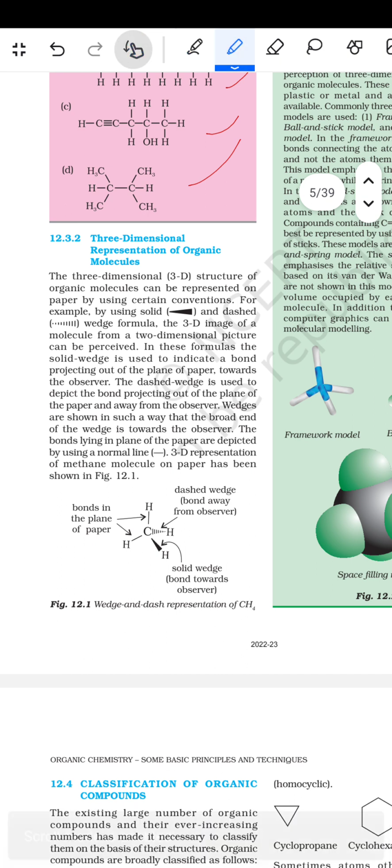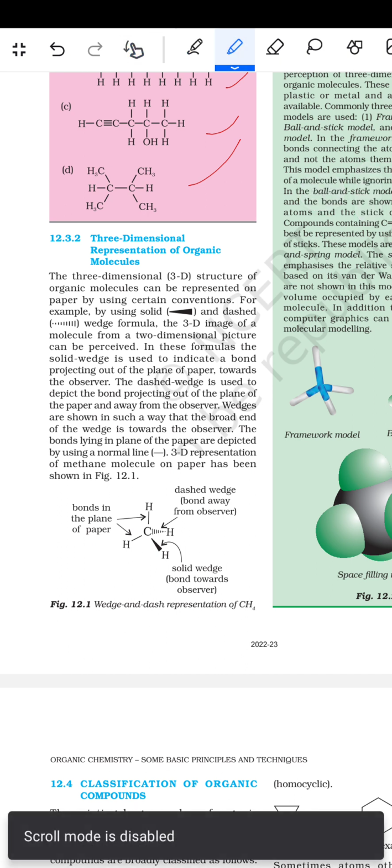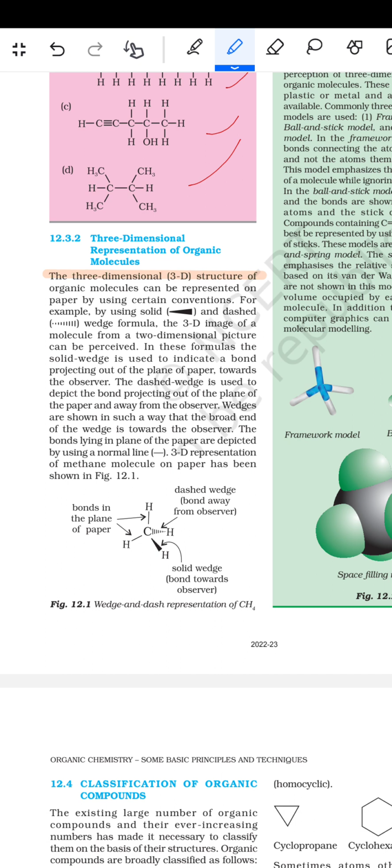Three-dimensional representation of the organic molecule. The three-dimensional representation, the 3D structure, of organic molecules can be represented on paper by using certain conventions, for example, using the solid and dashed wedge formula. In the solid and dashed wedge formula, the 3D image of a molecule from a two-dimensional picture can be perceived.